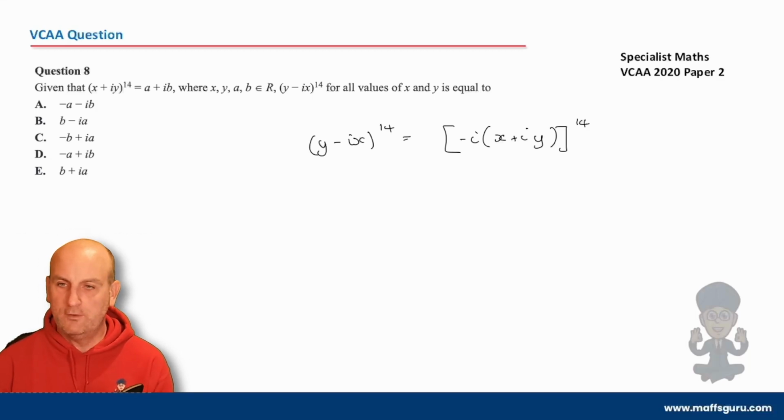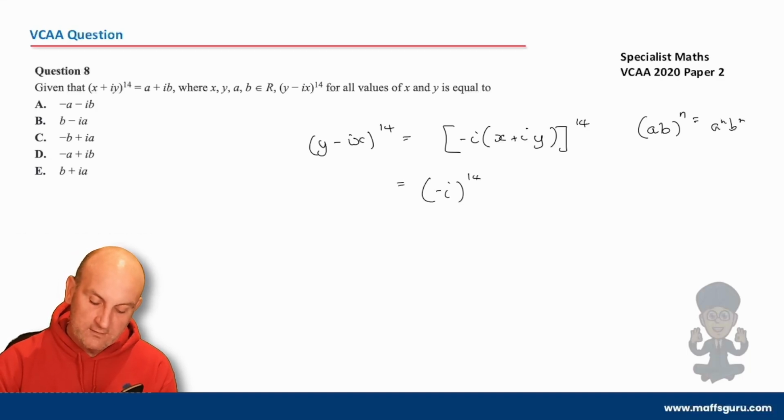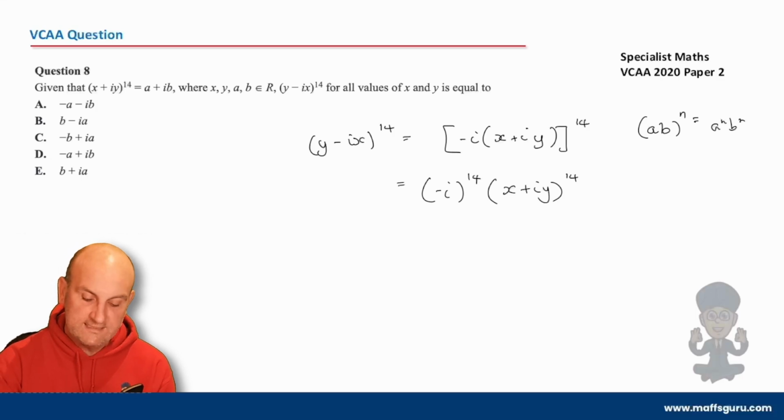Right. Well, hold on a moment. Why is that important to me? Well, I've got another rule useful from year 9 that (ab) to the power of n is a to the power of n, b to the power of n. Oh, okay then. So what that means is I can now write that as (-i) to the power of 14 times (x + iy) to the power of 14. Oh, well, why is that useful to me? Well, they already told me that (x + iy) to the power of 14 is a + ib. So that's a + ib.